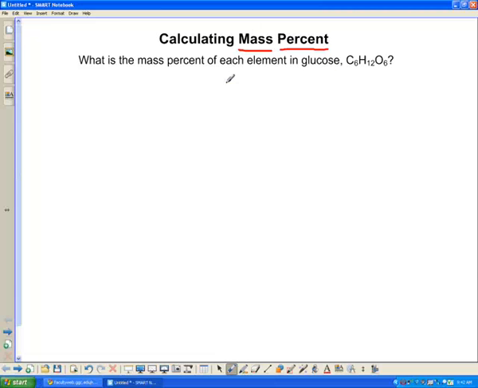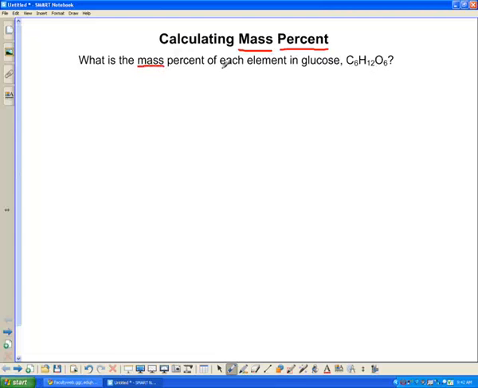So the first thing we have to understand is, well, what does mass percent mean? Well, of course, percent means something out of 100. And as you would imagine, mass means something to do with grams. So presumably something to do with the molecular weight of this. And that's exactly what it does involve.